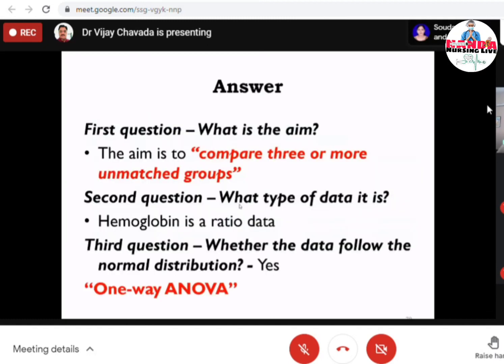What is the aim? The aim is to compare 3 or more unmatched groups. What type of data? The data is hemoglobin, which is a ratio type of data, and they have already mentioned normal distribution. So you can go for one way ANOVA.